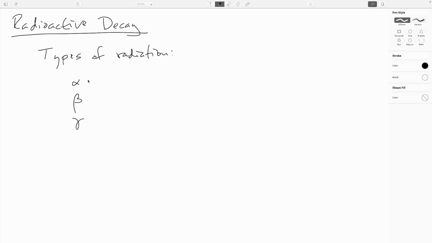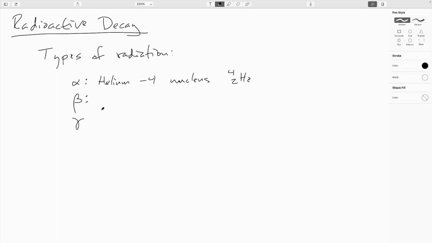We now know what these types of radiation are. So alpha is a helium-4 nucleus. So remember, in our usual way of writing this, we put the atomic number here, mass number here, and the chemical symbol here. So this is a bound state of 2 protons and 2 neutrons.